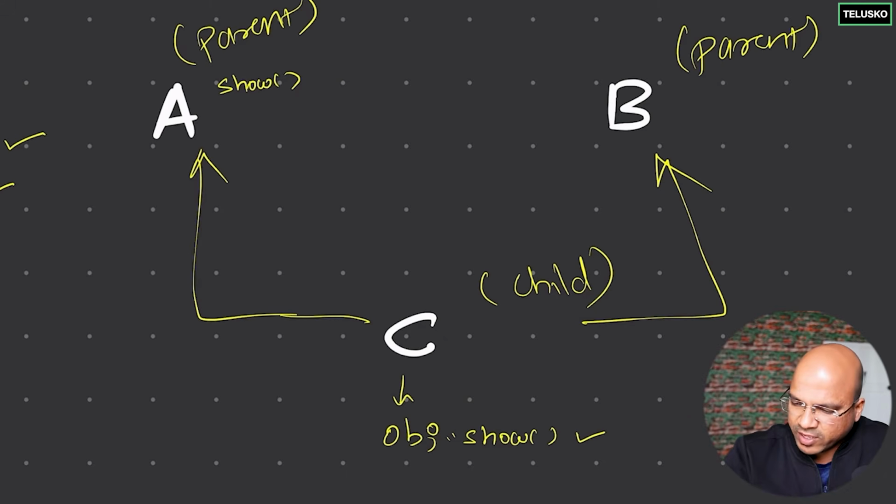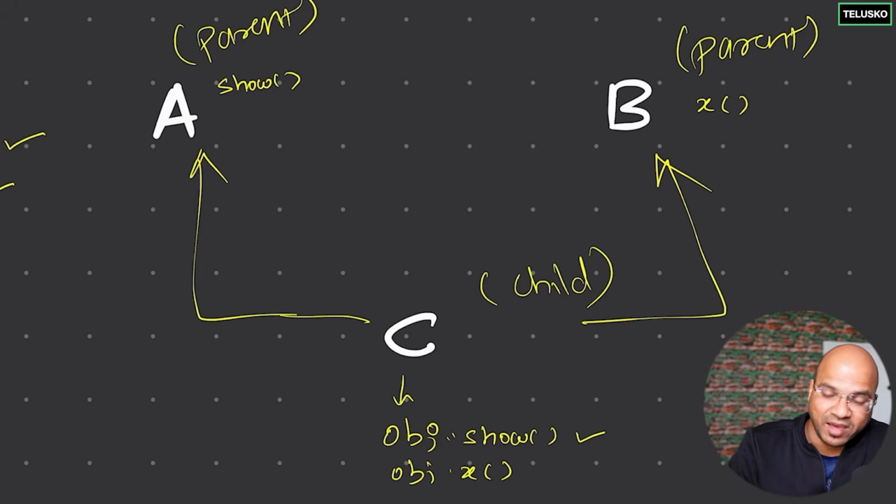Now let's say in B we have a method called X. Now if you say obj.x, will this work? It will search in C. In C, we don't have it. In A also, we don't have it. In B, we have it. So this will also work.